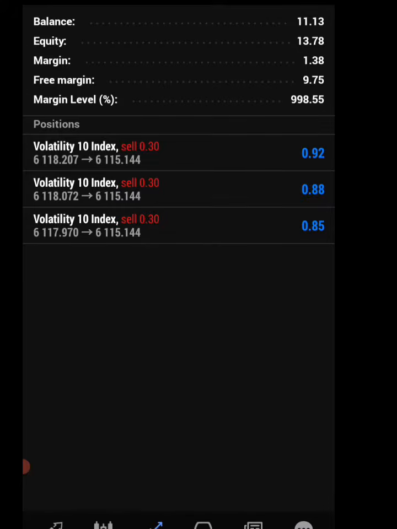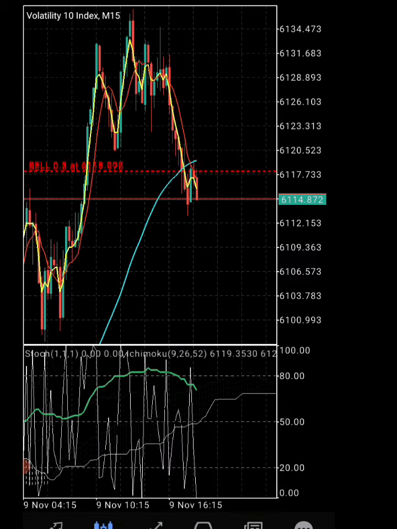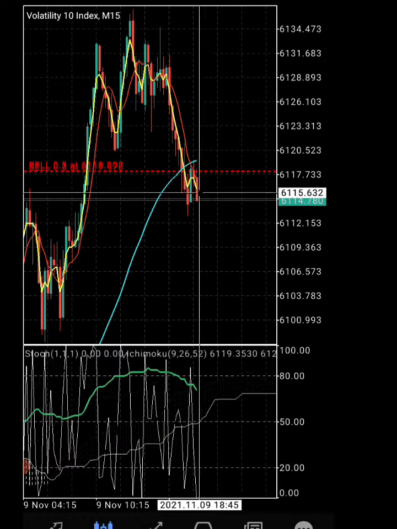This is the Volatility 10 index strategy. I'm trading the Volatility 10 index right now. As you can see, I'm on profit. So, this is how I got my entry.